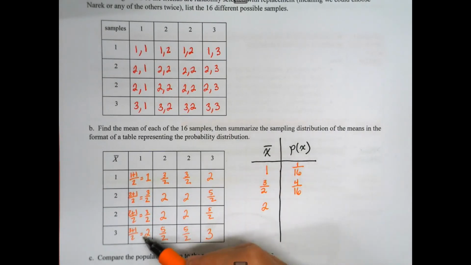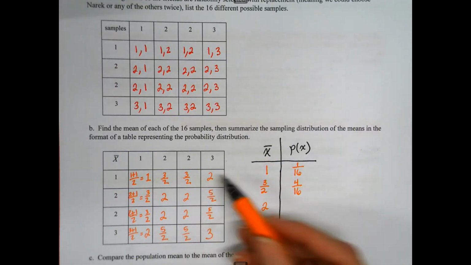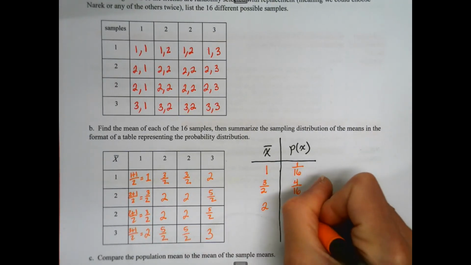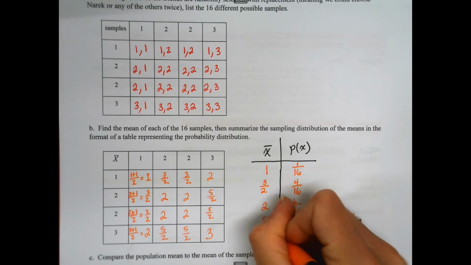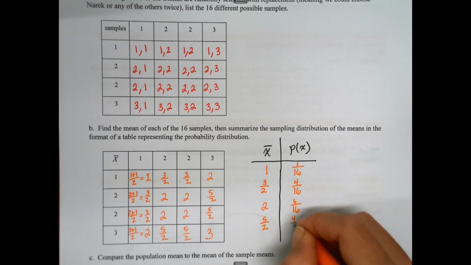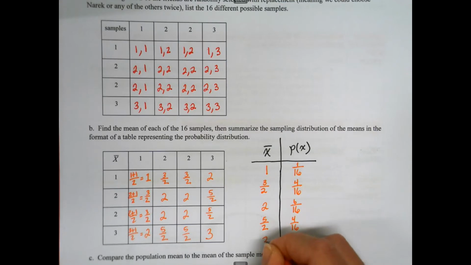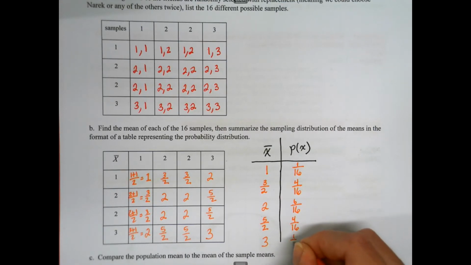There were 1, 2, 3, 4, 5, 6 of them. And we got 5/2, or 2.5. There were 4 of them. And then we got a mean of 3. There was 1. Part C here says to compare the population mean to the mean of the sample means.